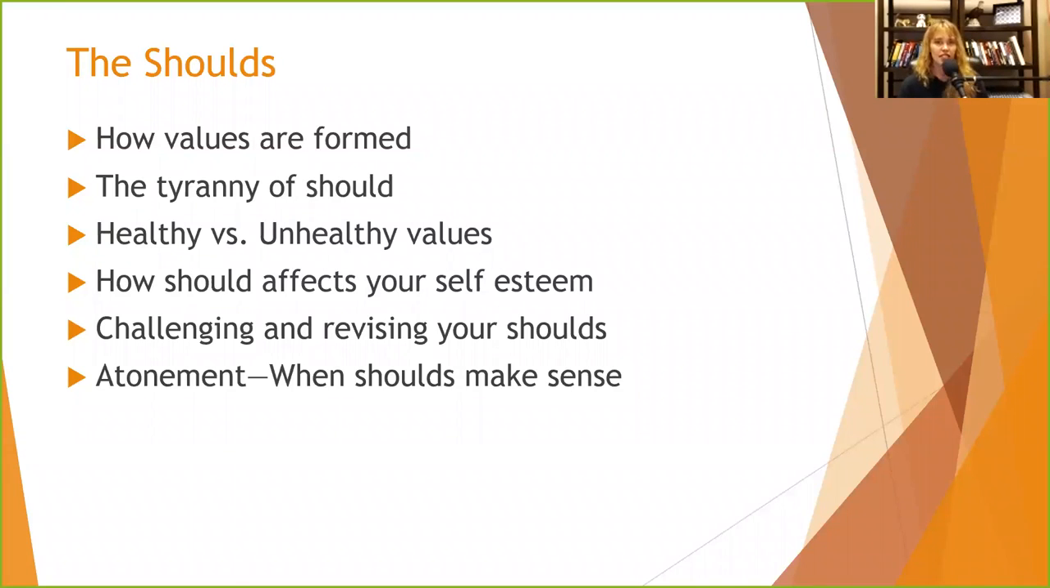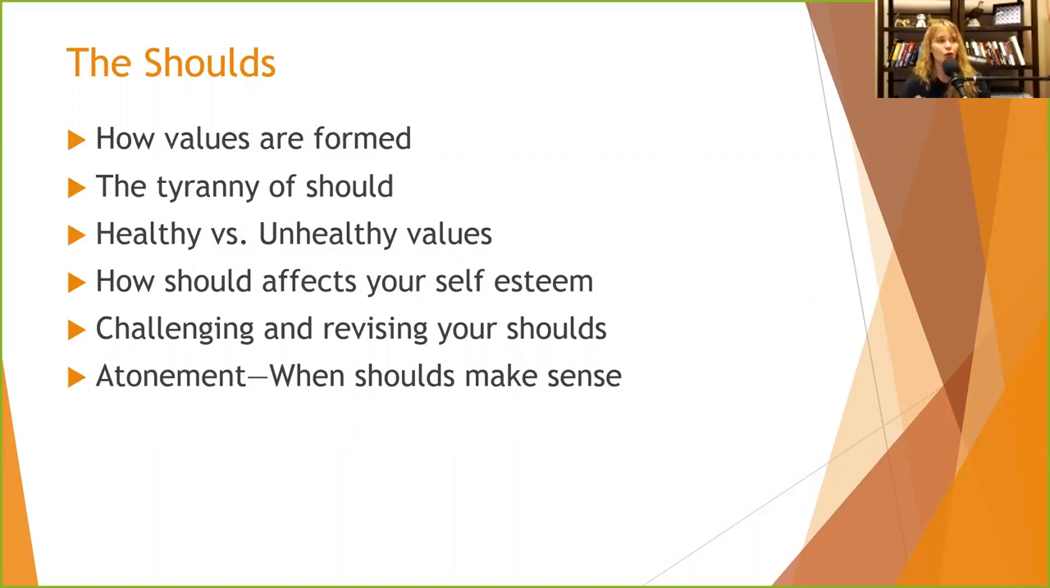The shoulds. So we can spend a lot of time talking about how values are formed. And when we're young, like I talked about earlier, our parents and maybe our church and our school and the media tell us what we should think. And a lot of times as children with dichotomous thinking, we go, okay, this is what they say we should think, so we're going to think that. And we don't question it. As we get older, we form the ability to think more abstractly and start questioning these things, but we don't.